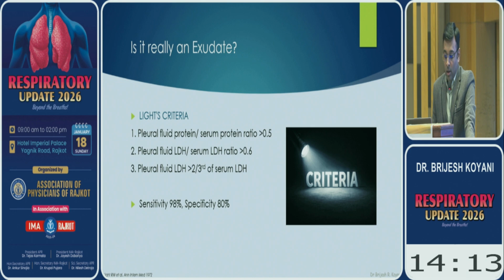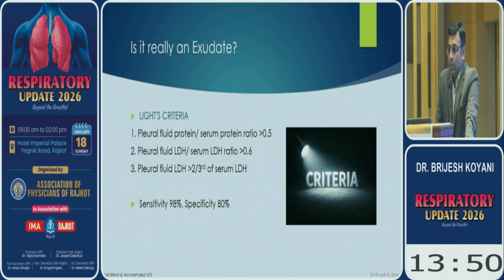So let's throw some light on Light's criteria. We all know Light's criteria; this is not a new thing. Pleural fluid protein to serum protein ratio more than 0.5, pleural fluid LDH to serum LDH ratio more than 0.6, or pleural fluid LDH more than two-thirds of the serum LDH upper normal level. The sensitivity of Light's criteria is 98%, whereas the specificity is 80%.